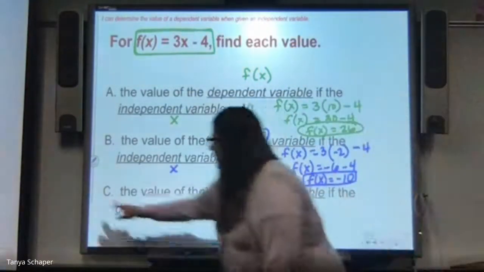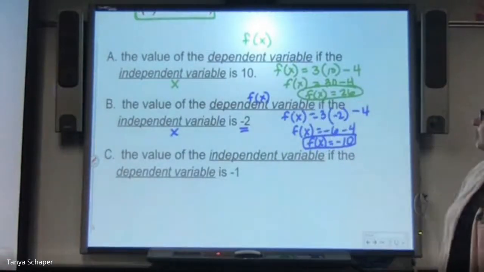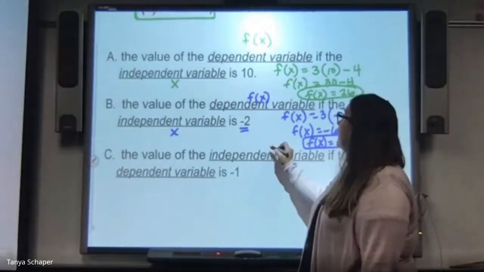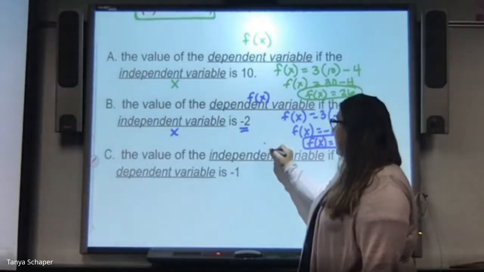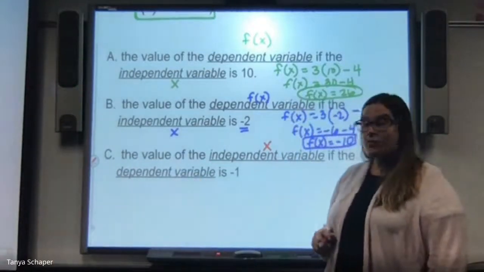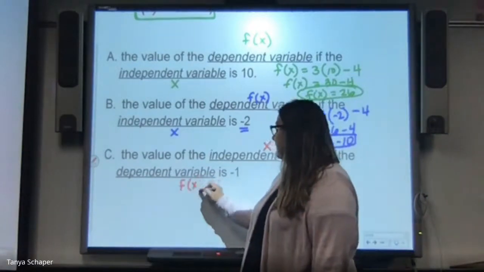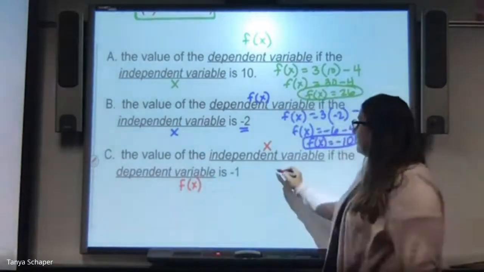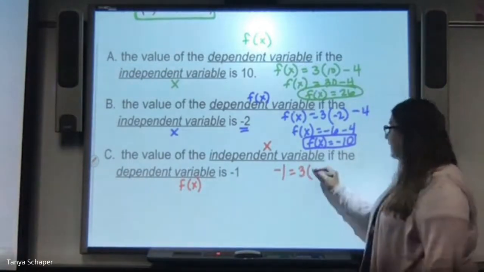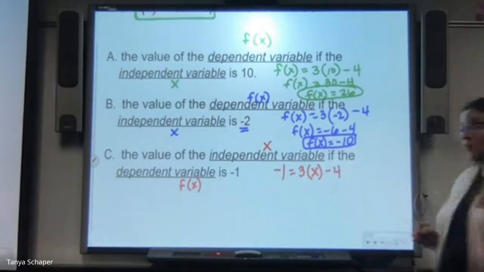This last one, let's take a peek. I'm going to scroll this a little bit so it's easier to see. So we're going to find the value of the independent variable. So my independent variable is x if the dependent variable is -1. So my dependent variable is f of x. So when I set this up, it's going to look like -1 is 3 times x, because I don't know what that is, minus 4.